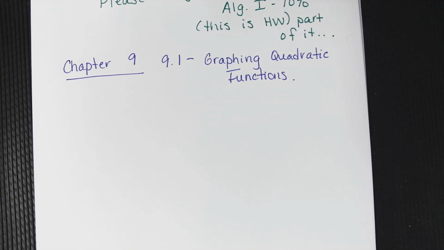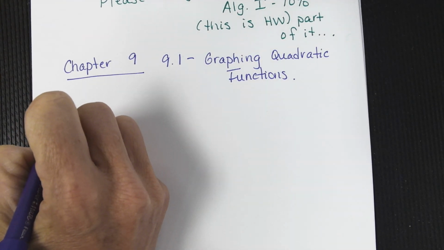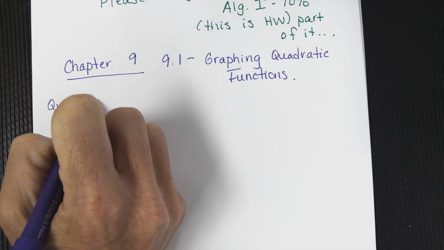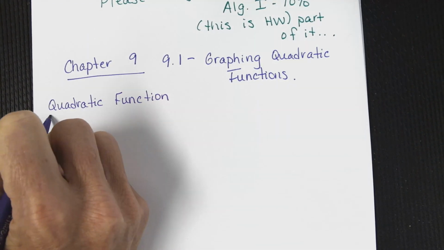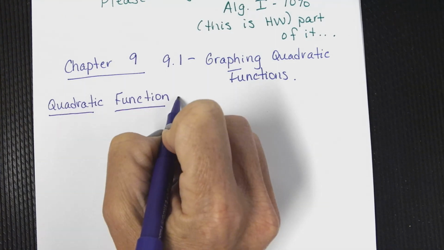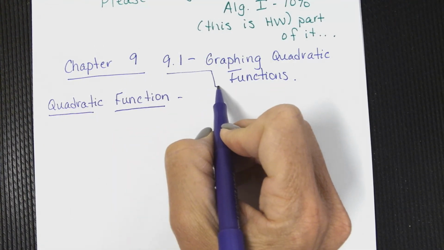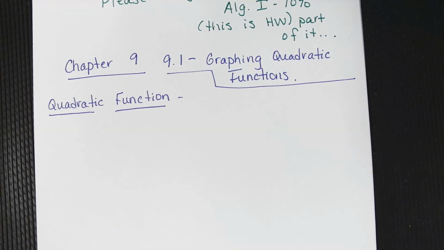All right, the first one is quadratic. Do y'all remember what that is? Think exponent. What is the exponent of a quadratic? It's a 2. Square. All right, so first one, we'll do quadratic function.